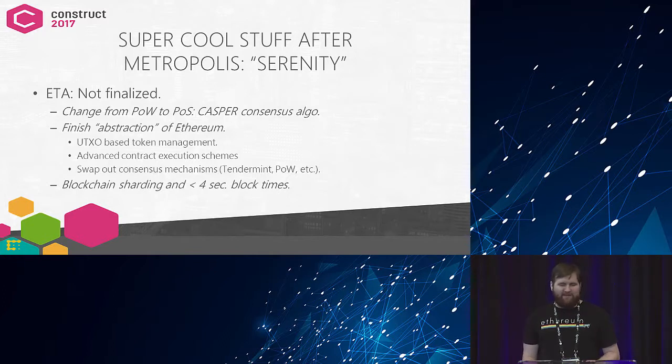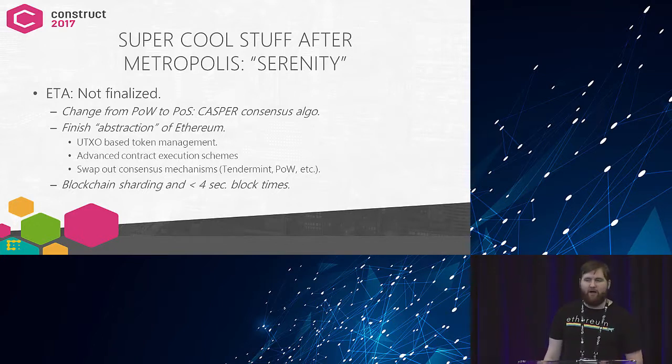We know Metropolis is going to be in the next 3 to 6 months. We don't know when Serenity is going to be, but this is going to be when the really big stuff hits. We're changing from proof of work to proof of stake. Right now, we're leaning on the Casper consensus algorithm, which Vlad Zamfir is going to talk about in a deep dive session later today. So for those who are not familiar with proof of stake, proof of work is just like the Bitcoin network does it. You have miners that are using their computing power and burning electricity in order to secure the coins.